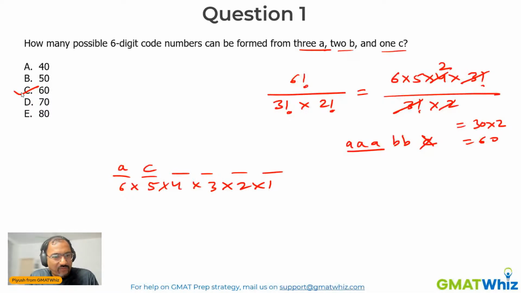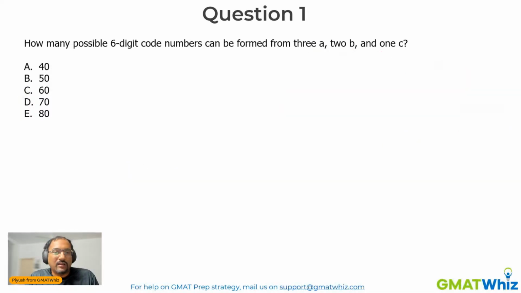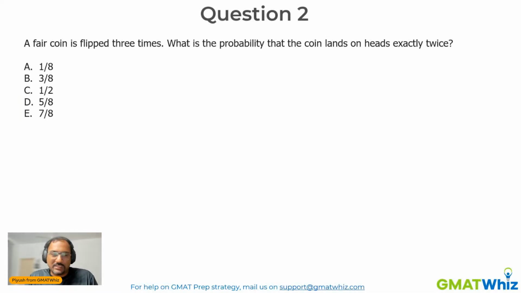I would say sub 555 level question overall to start with. Now let's move to the next question. Now this is a question which is on coins. Again, coins is one of the common types of questions that are tested on GMAT, especially in probability questions.